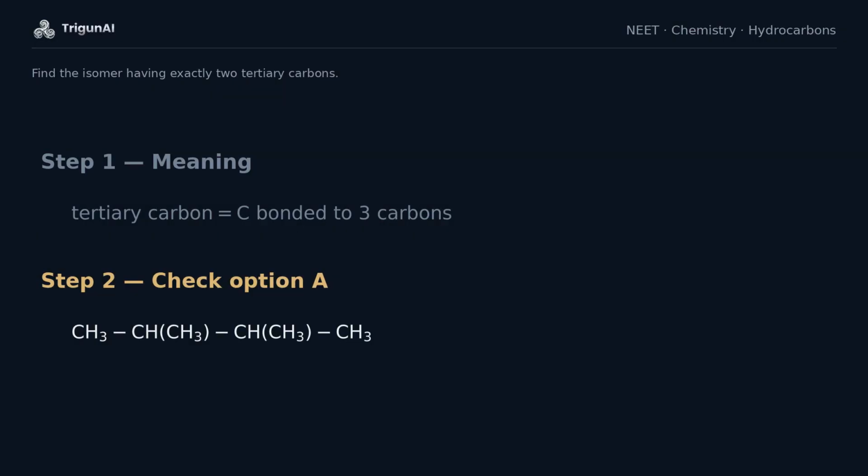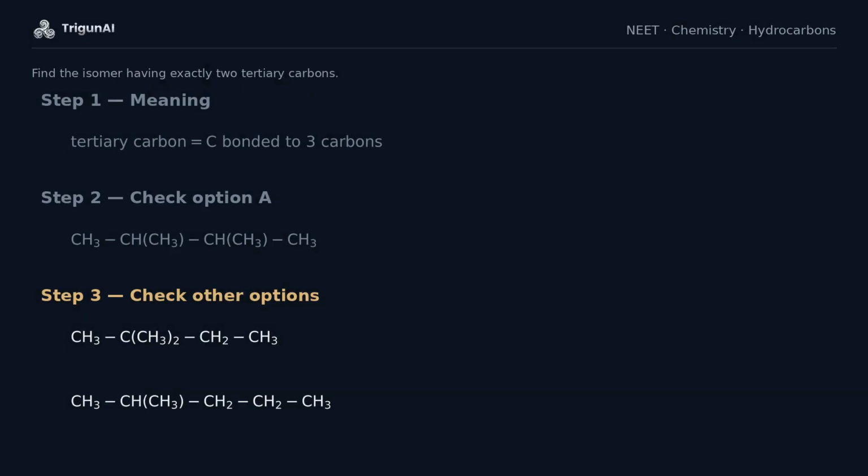For 2,3-dimethylbutane, the second carbon and the third carbon are each attached to 3 other carbons. So this structure has exactly 2 tertiary carbons. In 2,2-dimethylbutane, the highly substituted carbon is quaternary, not tertiary. In 2-methylpentane, only 1 carbon is tertiary. Normal hexane is straight chain and has no tertiary carbon.